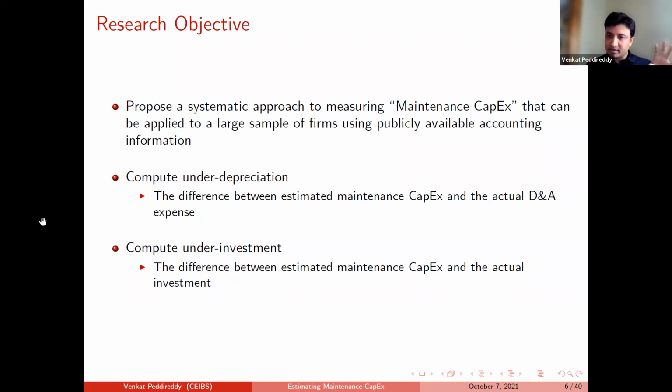One is really affecting the current earnings. The other is giving me a sense of the investment policy of the company, whether it's investing enough, or not enough compared to the competition, right?